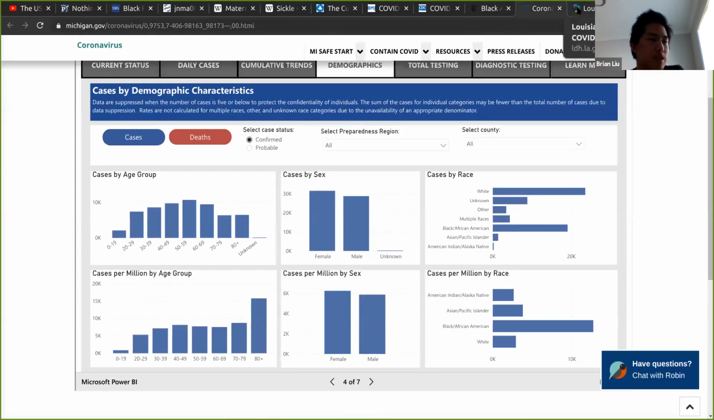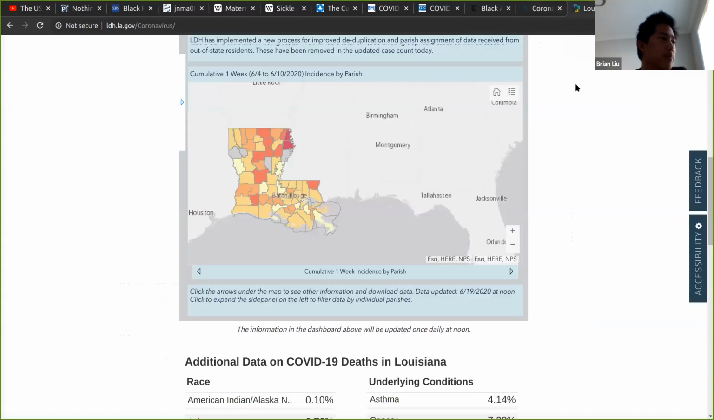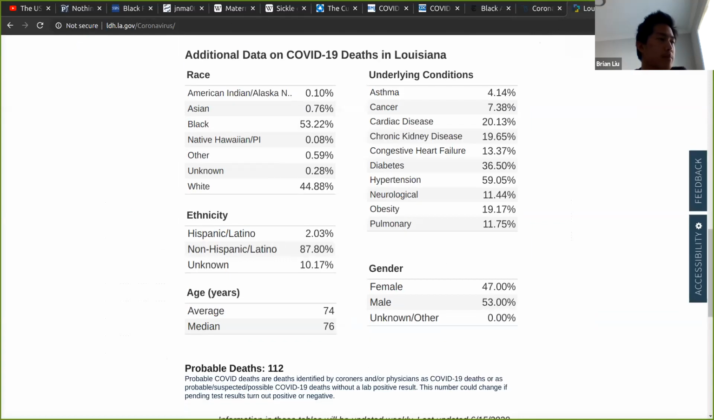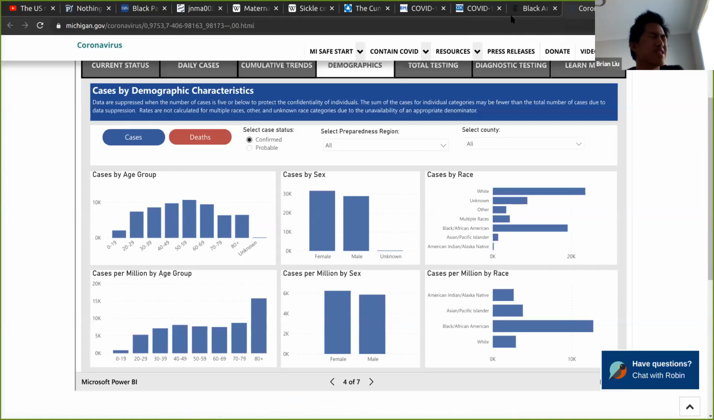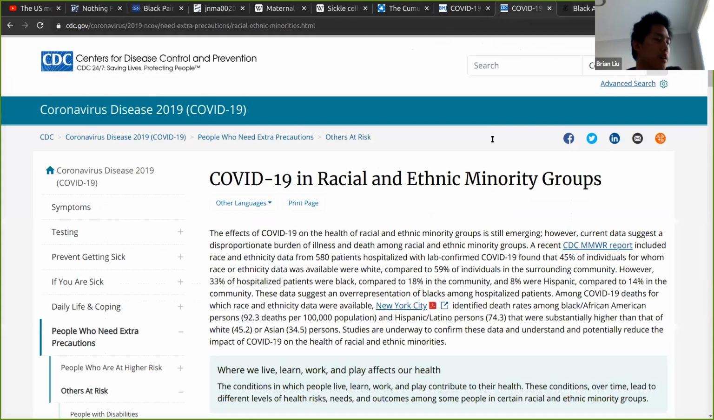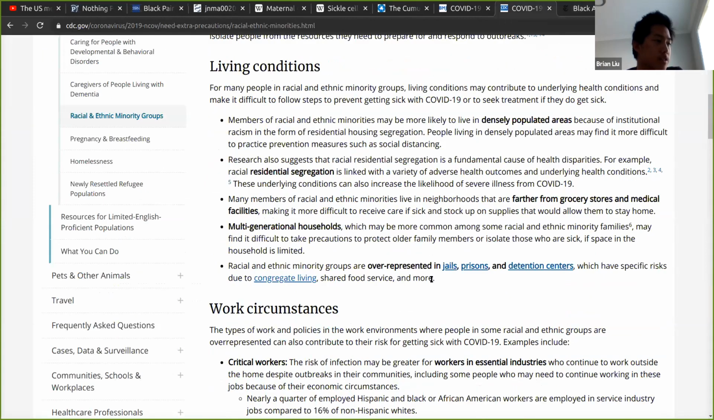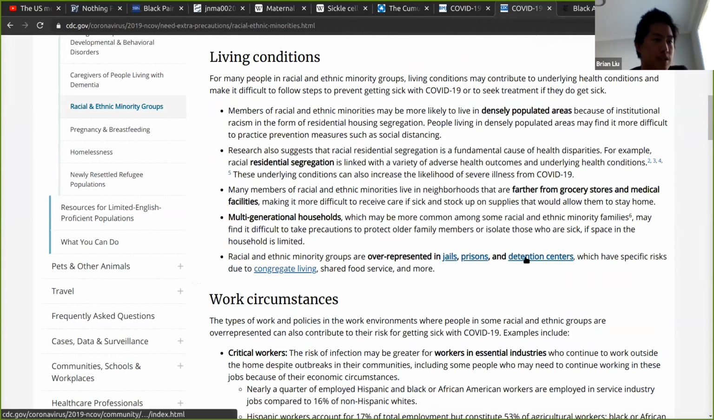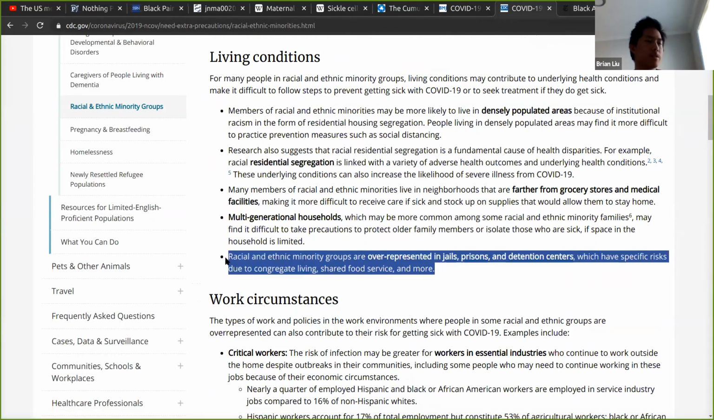Okay, so as we see here, Blacks are very disproportionately impacted by coronavirus. There are many reasons. Some of them are underlying conditions, and some of them are being essential workers, like Blacks being disproportionately nurses, for example, and getting into these, especially less well-equipped hospitals. Those could also be factors leading to the disproportionately high rate. Another factor is that racial and ethnic minority groups are overrepresented in jails, prisons, and detention centers. So you can read this statement.